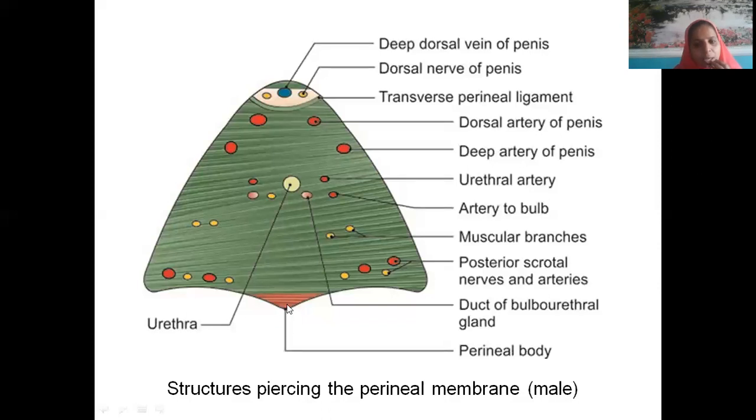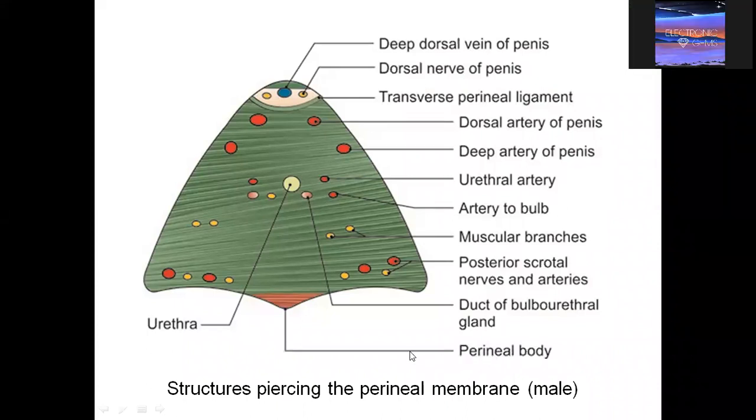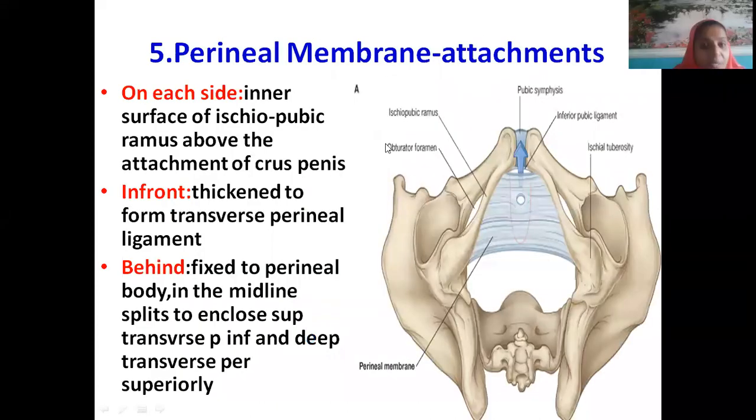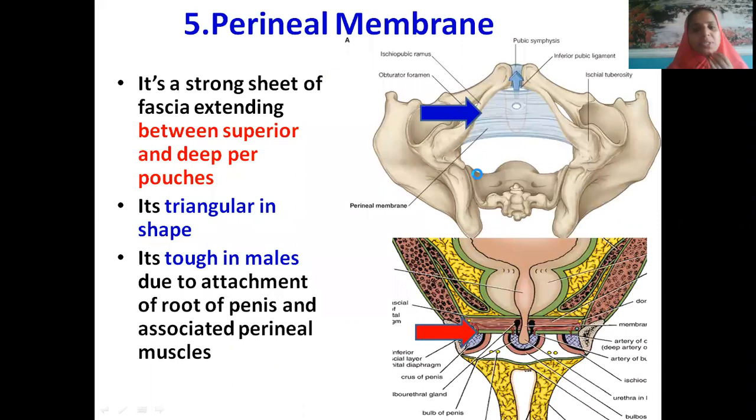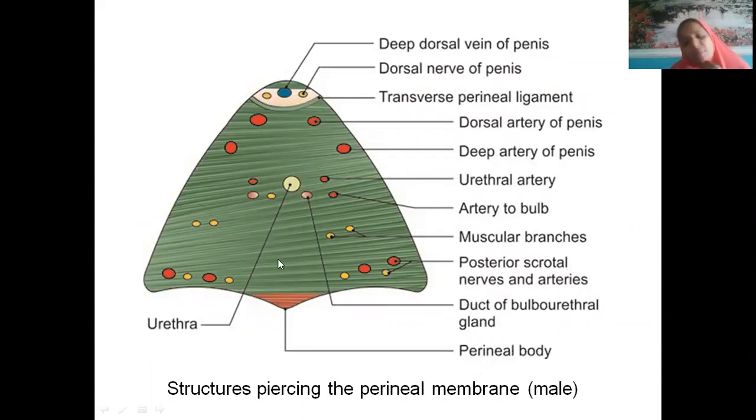This is the meeting point of 10 muscles. What is the name of that meeting point? Perineal body. Okay, so these are the structures. You just try to practice this diagram. Perineal membrane attachments you can write from this picture. Structures piercing you can write from this picture.